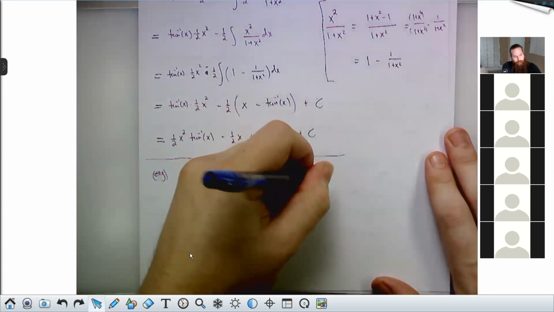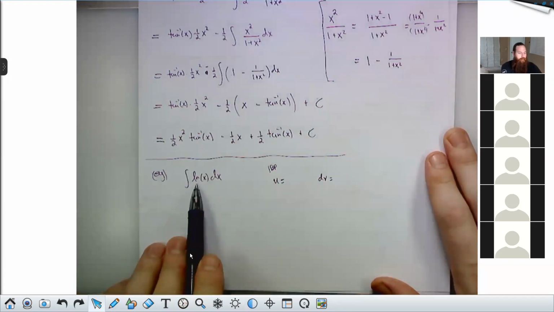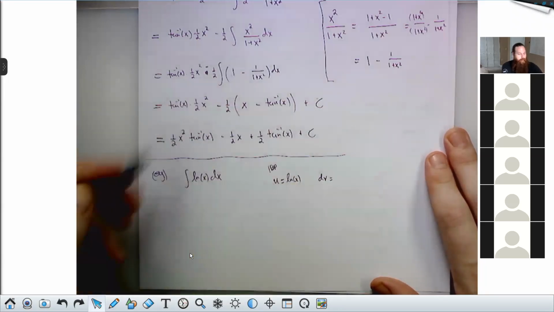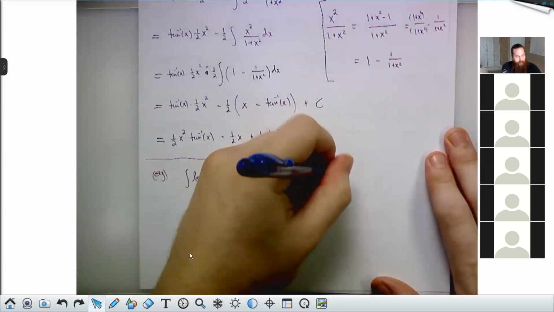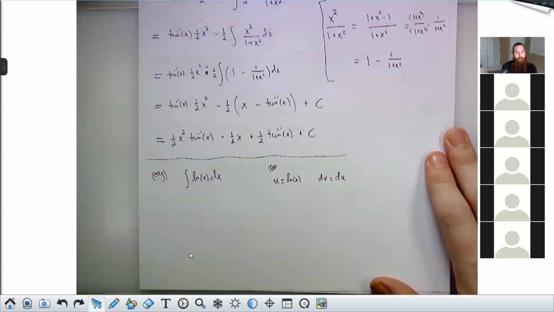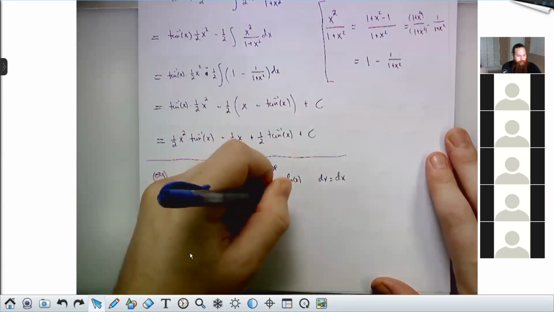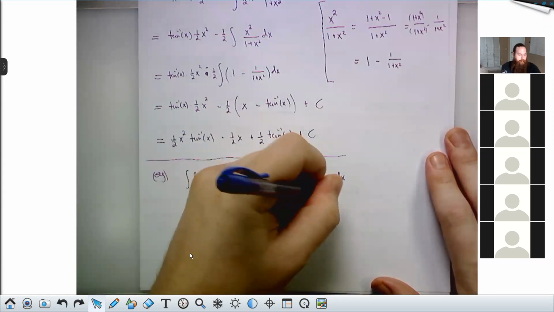That means I need to choose u and dv, and I'm going to choose them according to that LIPET rule. There is a log function here. So according to that LIPET rule, I should choose ln x to be u and everything else to be dv. Well, everything else is just dx. Now I finish filling out my IBP table. du is 1 over x dx, and v is the integral of dv, that's just x.